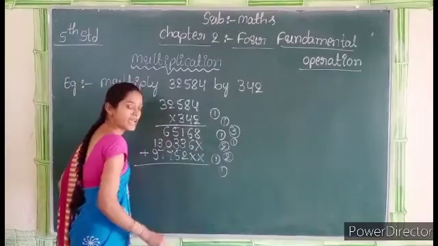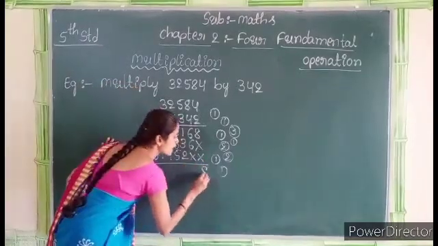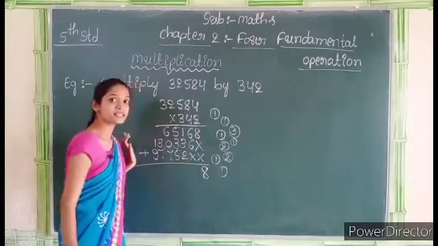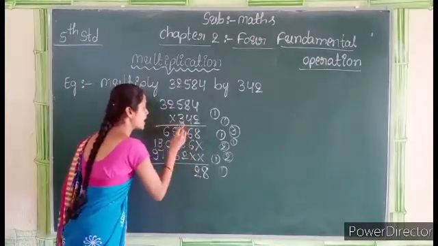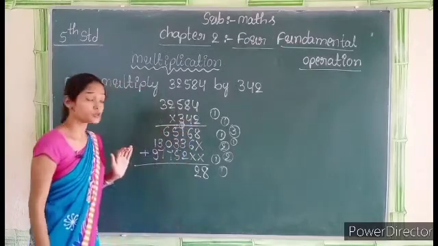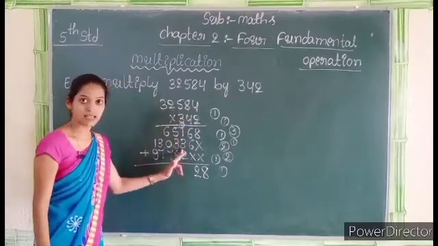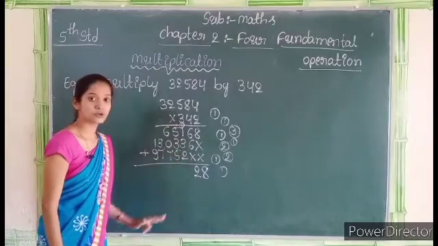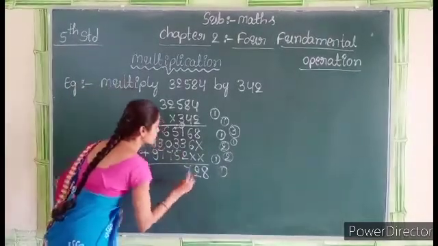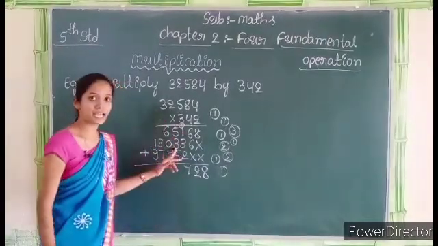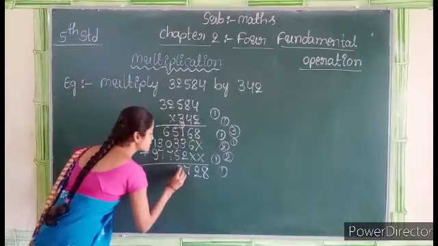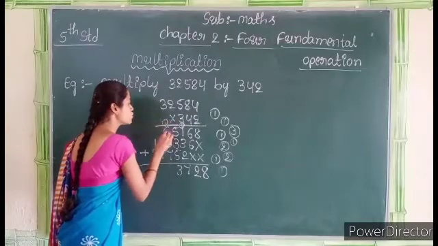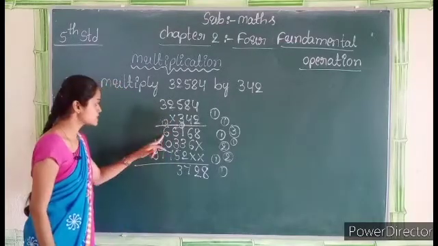8 plus 0, 8. 8 plus 0, 8. Then 6 plus 6, 12. I will write 2, then 1 carry, 1 plus 1, 2. 2 plus 3, 5. 5 plus 2, 7. Then 5 plus 3, 8. 8 plus 5, 13. I will write 3, then 1 carry, 1 plus 6, that is 7.